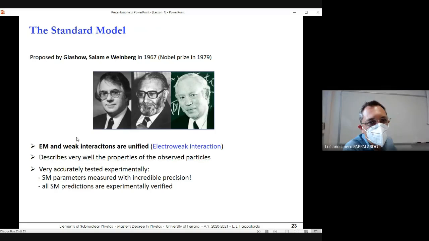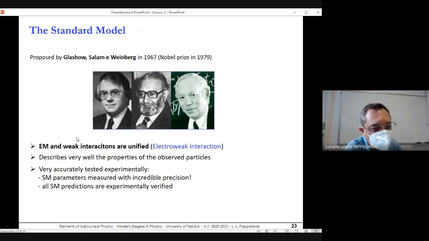Now, let's move on to the standard model, the theory that summarizes all the properties of the known particles. This theory was proposed with different contributions by Glashow, Salam, and Weinberg in 1967, and these three got the Nobel Prize for this in 1979. The main feature of the standard model is that the electromagnetic and the weak interactions are unified into one single, more fundamental interaction that we call the electroweak interaction.